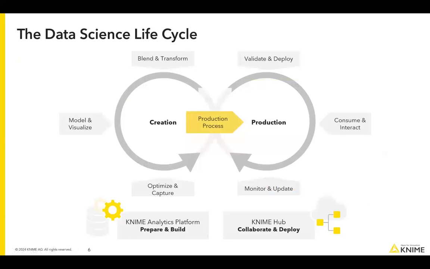KNIME software in general covers the whole data science lifecycle from creation to production. KNIME Analytics Platform, which we will mostly work with today, allows you to build solutions, and then KNIME Business Hub, which is the commercial part of the software, allows you to put them in production. So you deploy the solutions that you built with KNIME Analytics Platform, and allow your users to consume your solutions and interact with them.